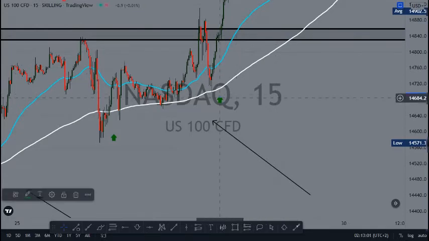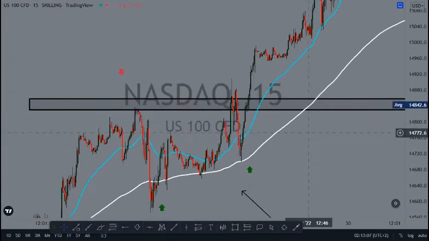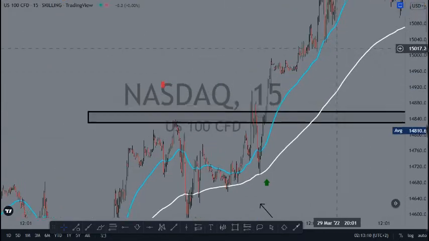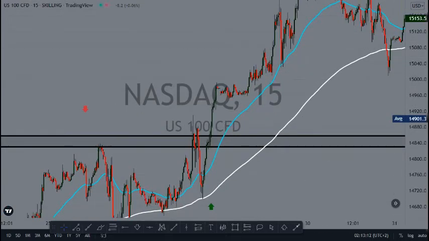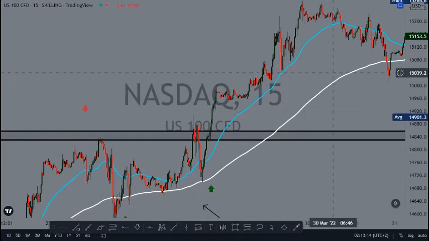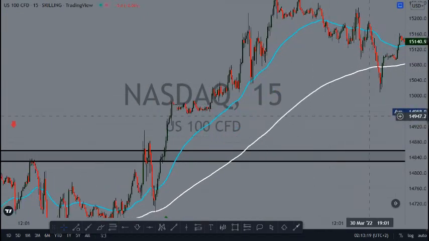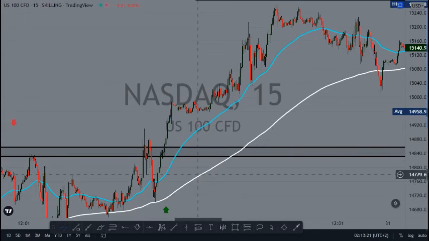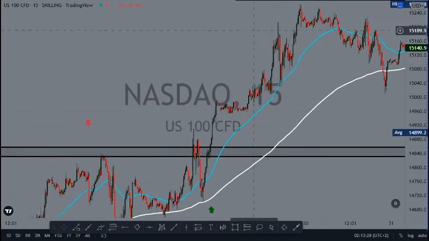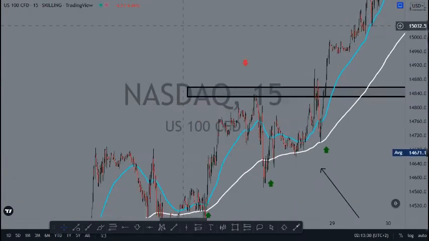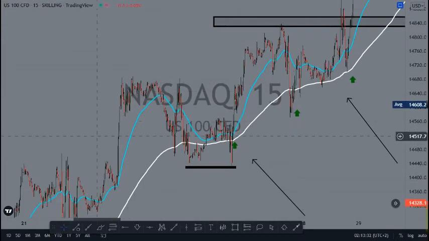So this could have been another entry also. You can see we have a nice pin here at the 200, and this could have been our entry also. So you can see this is a very nice trade. This one is also a very nice trade. We can see this is a very nice trade from here up until here. So let's go back again to the charts so we can find more setups.